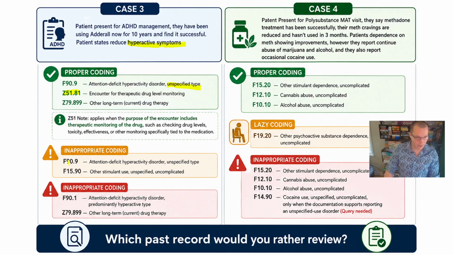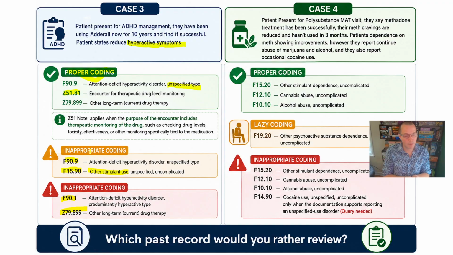Inappropriate way of coding it would be a F90.9 and then other stimulant use. That's a very bad code to say for this patient. That's implying a methamphetamine problem, which is usually what this code is for. Instead, it should be a Z79.99 or a F90.1. This is by far the best way to code it though, since we're going to be testing for levels. That's when we're going to want to use the Z51.